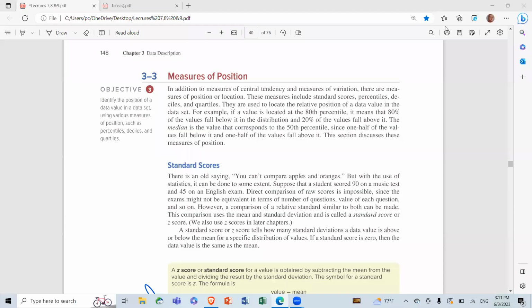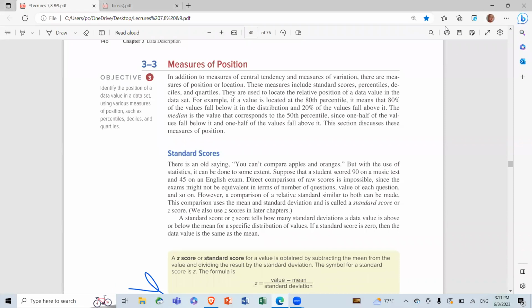Measures of position. In addition to measures of central tendency and measures of variation, there are measures of position or location. These measures include standard scores. رح ندرس عن standard scores, percentiles, and deciles and quartiles. They are used to locate the relative position of a data value in the data set. وين موجودين هول ال values وين موقعهم.